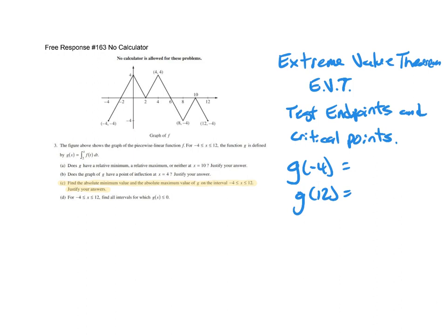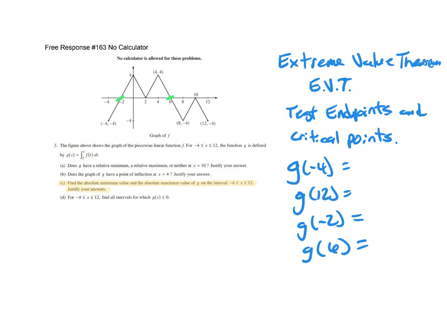Well, remember, critical points are places where the derivative changes sign, right? Or derivative equals 0, actually. So we have 3 places where our derivative equals 0. Actually, we have 4 places. But for 2 of those, the derivative doesn't change sign, so I am not going to worry about 2 or 10. I'm only going to worry about -2 and 6 because those are candidates for extreme values. They are places where the derivative changes sign. So I'm going to have to figure out what G of -2 equals and what G of 6 equals.